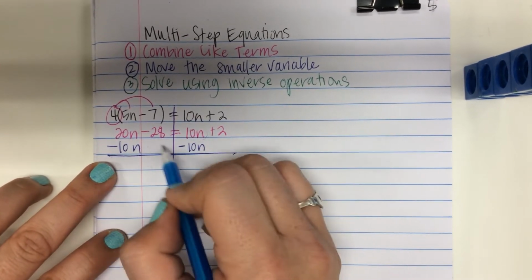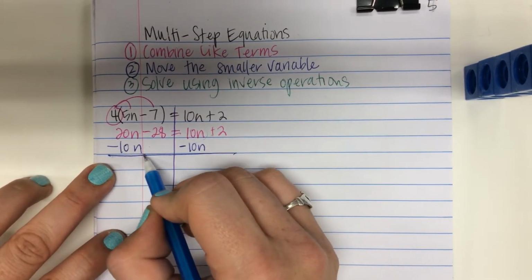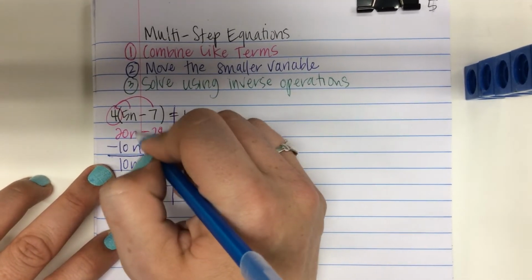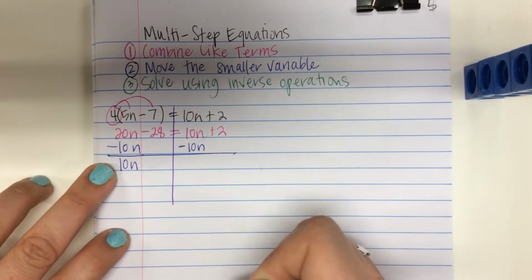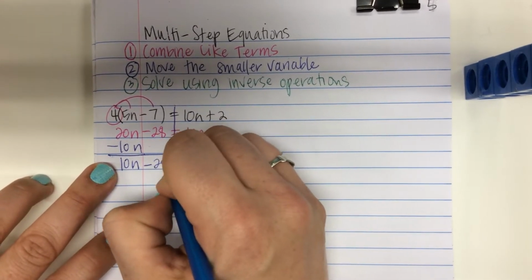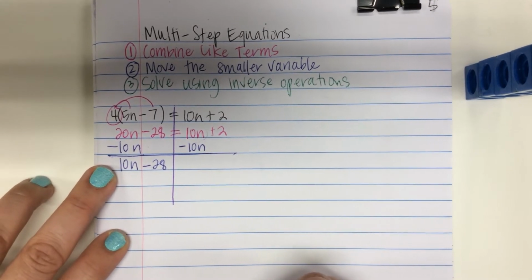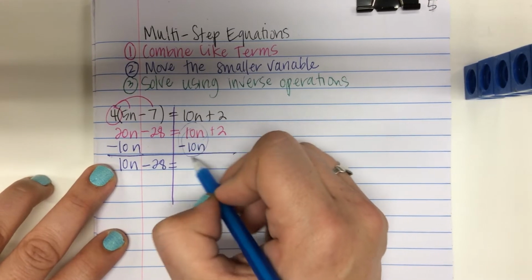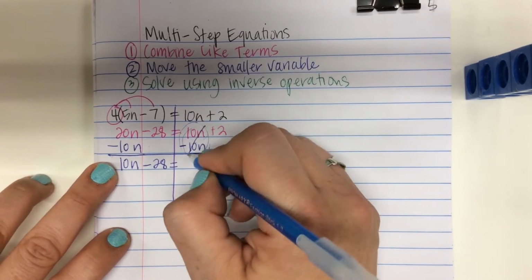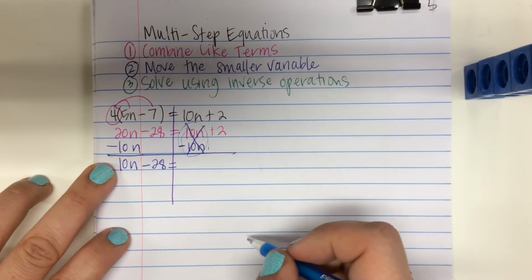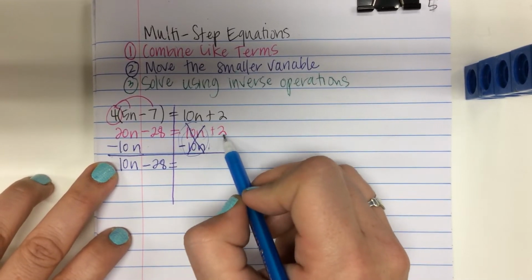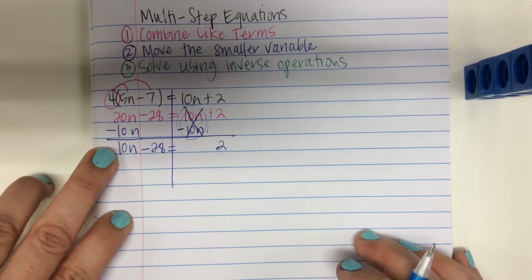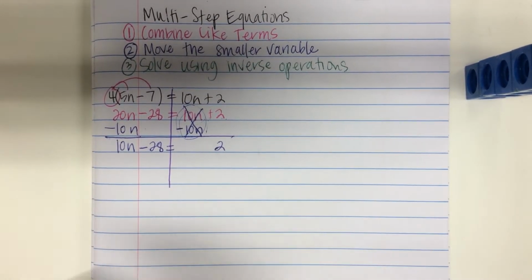Now let's simplify the left side. 20n minus 10n is 10n. What about this negative 28? Just drop it down. Nothing happened to it, so I just bring it down. Equals. These are opposites, they're inverses. They cancel each other out. On the right side, I'm left with positive 2, so I can just write down 2, because I don't need the plus sign to show me it's positive.